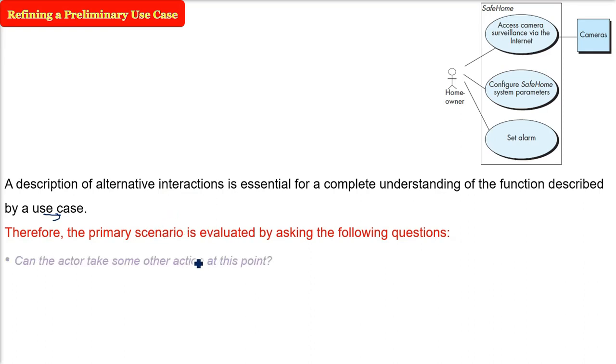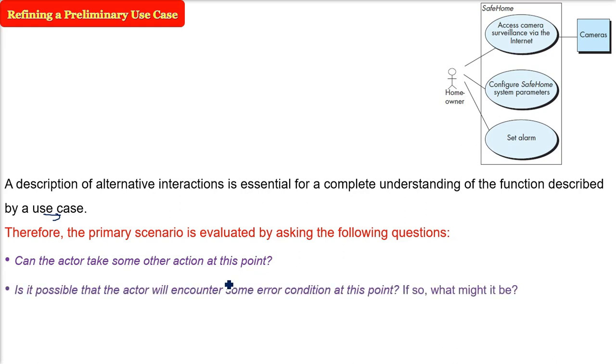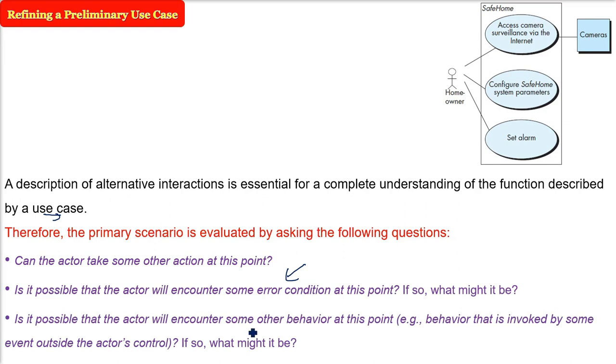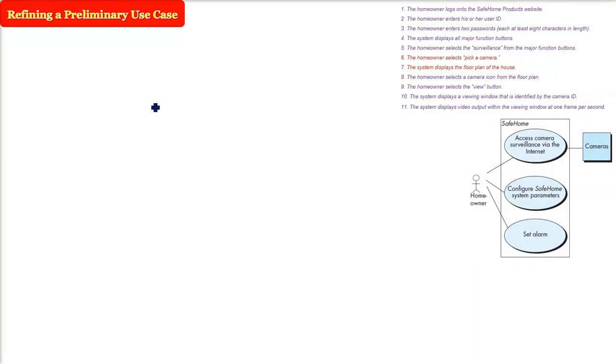Now the alternative interactions. Can the actor take some other action at this point? Is it possible that the actor will encounter some error condition at this point? If yes, what might it be? Is it possible that the actor will encounter some other behavior at this point? That is, some outside event, some trigger which is beyond the control of the actors. What will happen? What will be the behavior? If it is true, what might it be?